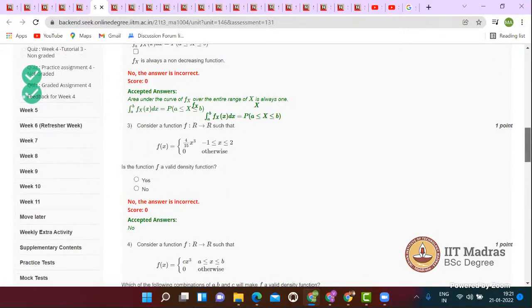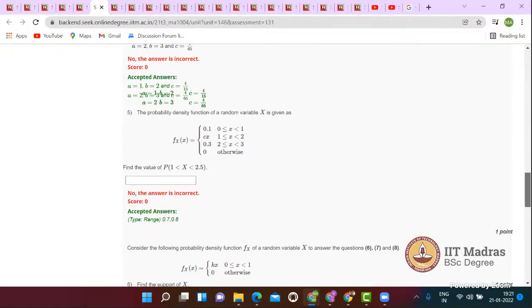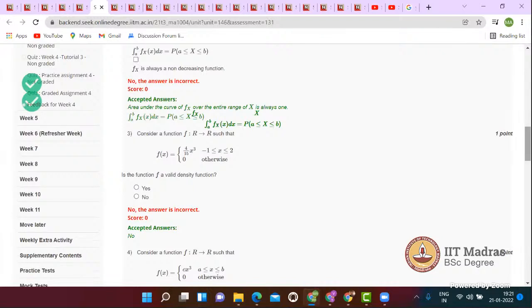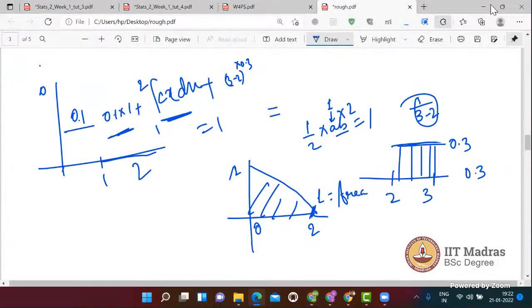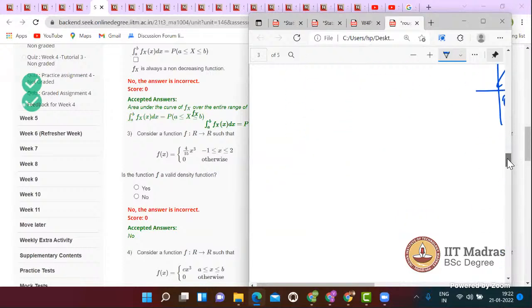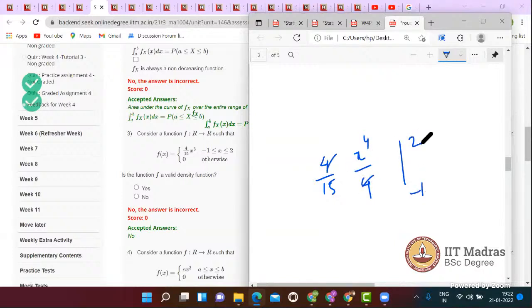Sir, I have a doubt in the third question. Why is it not a PDF? Just do the integration and see the value of the area. Sir, I have got the value of the area equal to 1: 4 by 15 x to the power 4 upon 4, from -1 to 2.